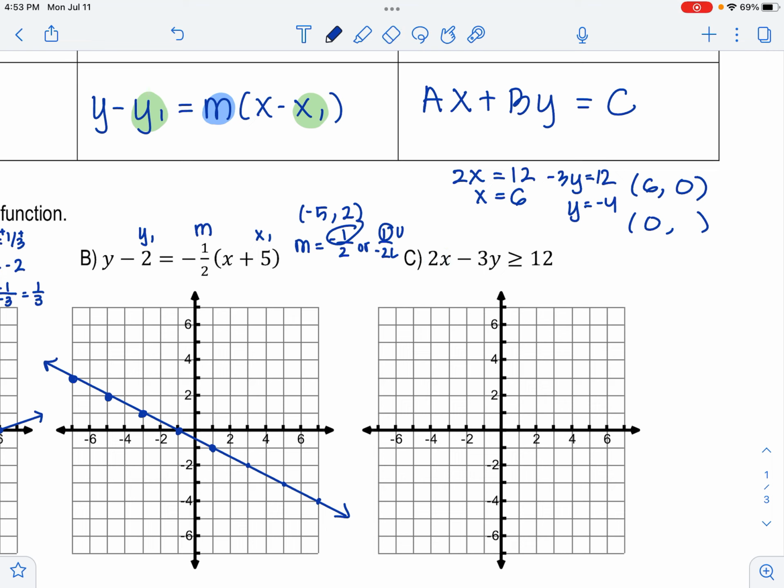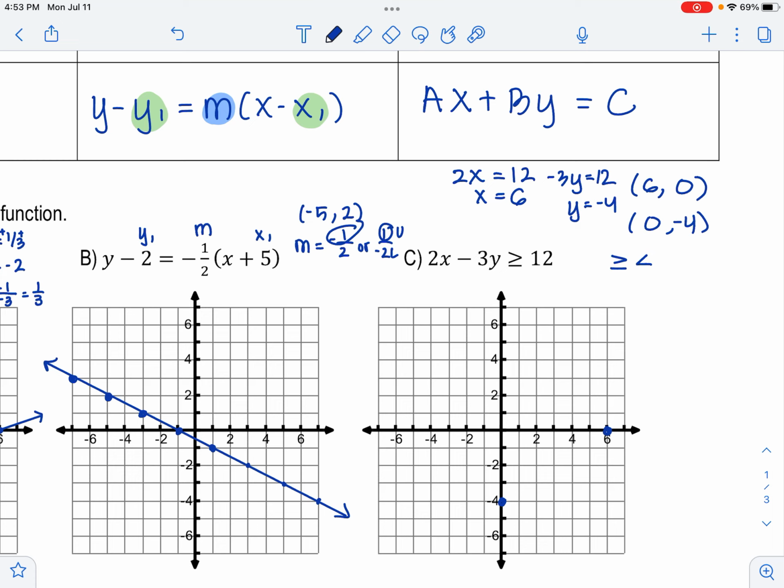And when you plug in 0 for x, you get negative 4 for y. Now I can graph these 2 points, (6, 0) and (0, -4). If it was just an equal sign right here, I would connect the 2 points, put arrows on the end, and be done. But since it's an inequality, the first thing I have to do is decide whether this is going to be a solid or a dashed line.